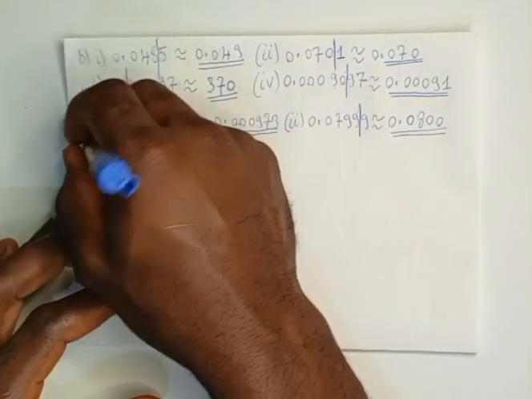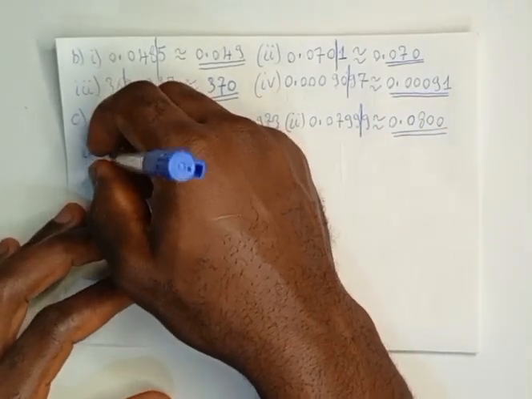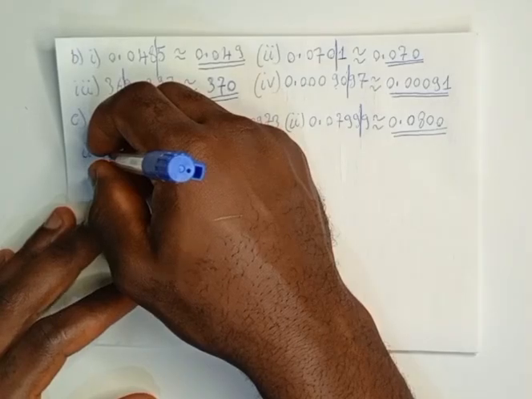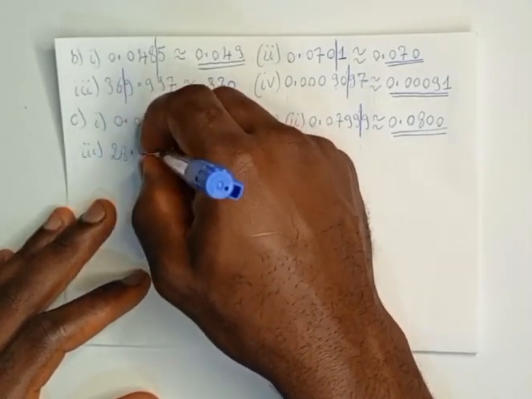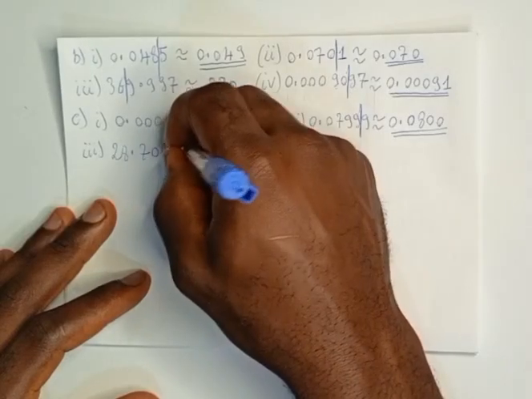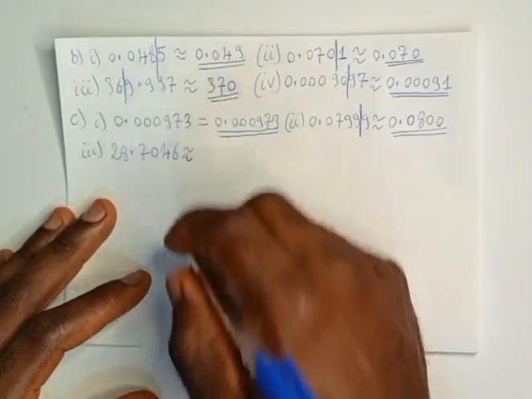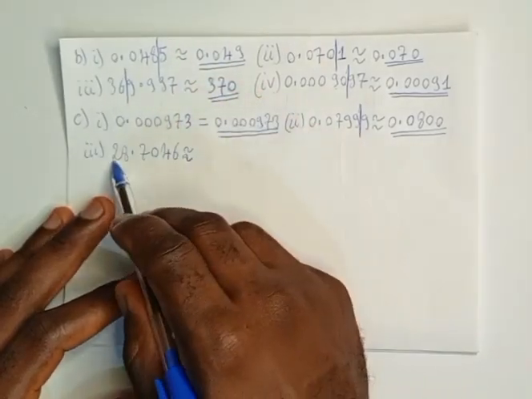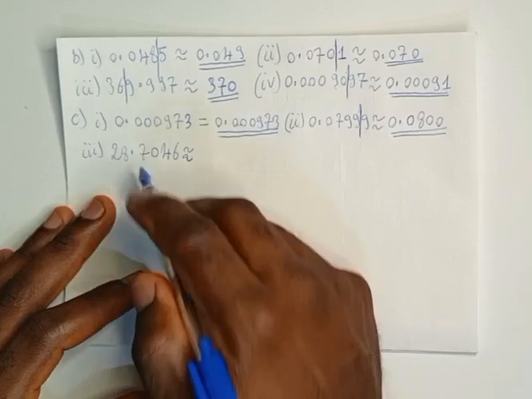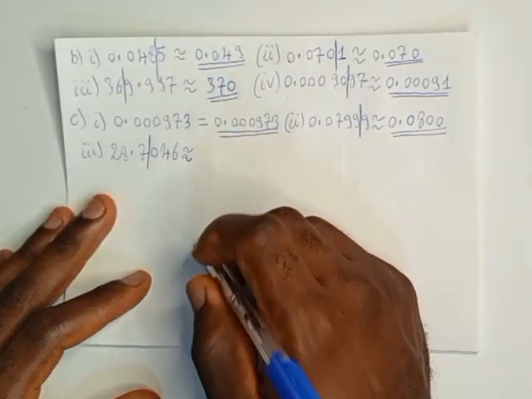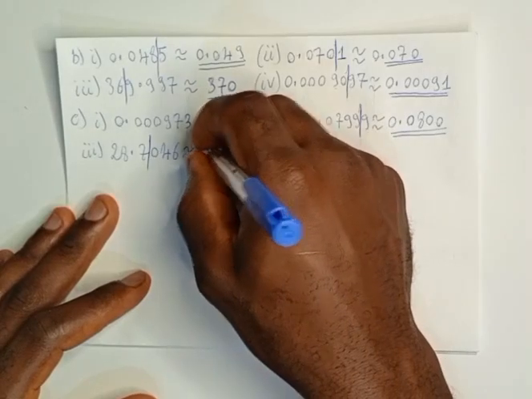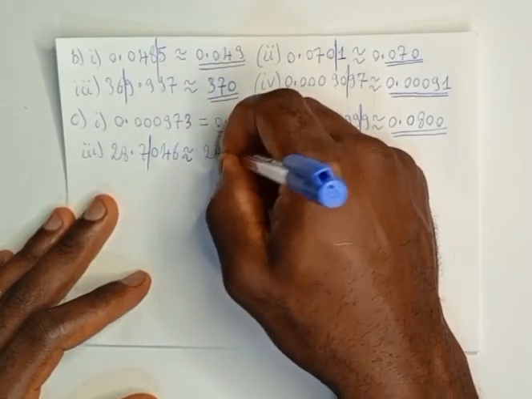We go to 3i. For 3i, we have the number 28.7046. To three significant figures, this is the first, the second, the third. We round off at this level. 0 is less than 5. This will give us 28.7.